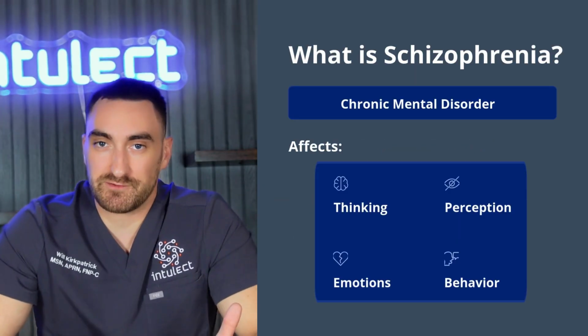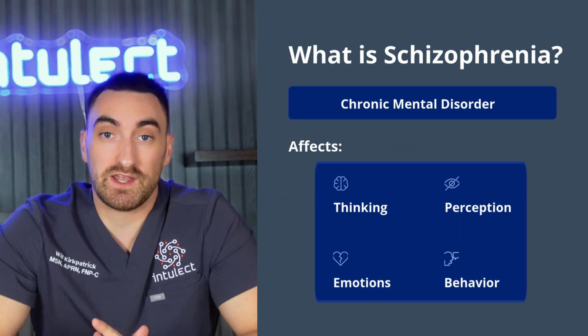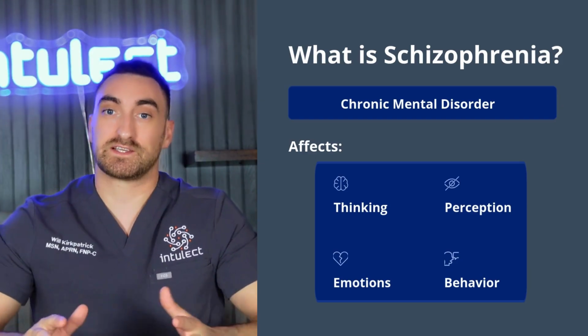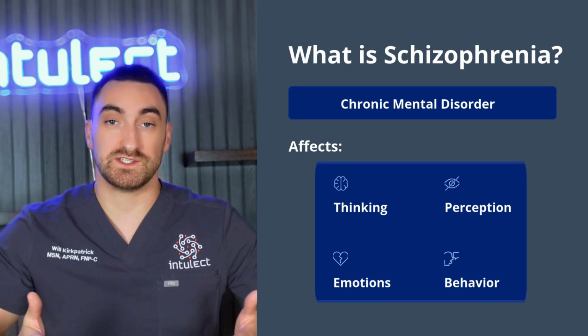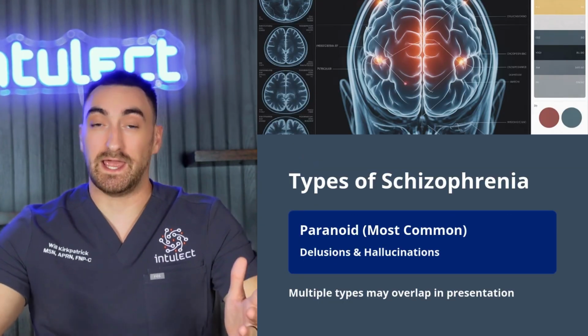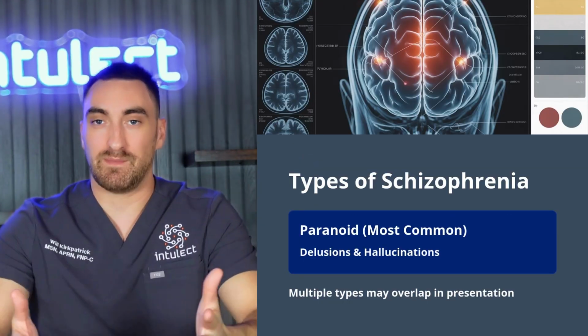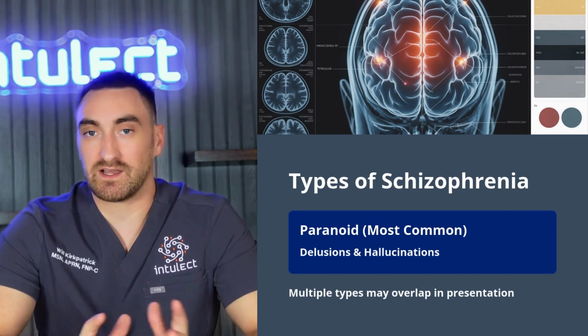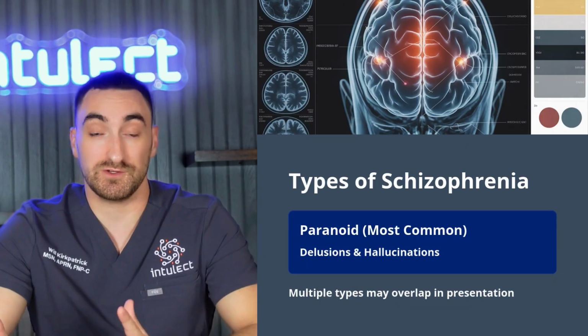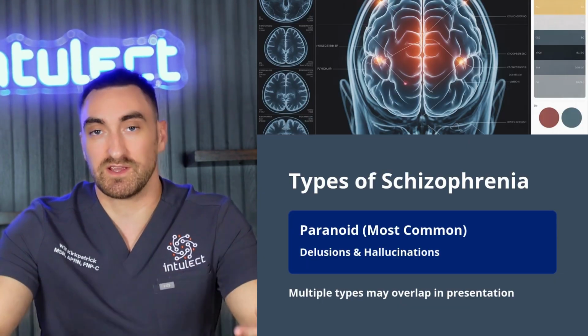So what is schizophrenia? Schizophrenia is a chronic mental disorder that affects the thinking abilities, and it also affects your perception, your emotions, and your behavior. And there are different types of schizophrenia, and there might be overlapping types as well. The most common one is paranoid schizophrenia, and that includes the delusions and hallucinations that we always think about when we think of schizophrenia.